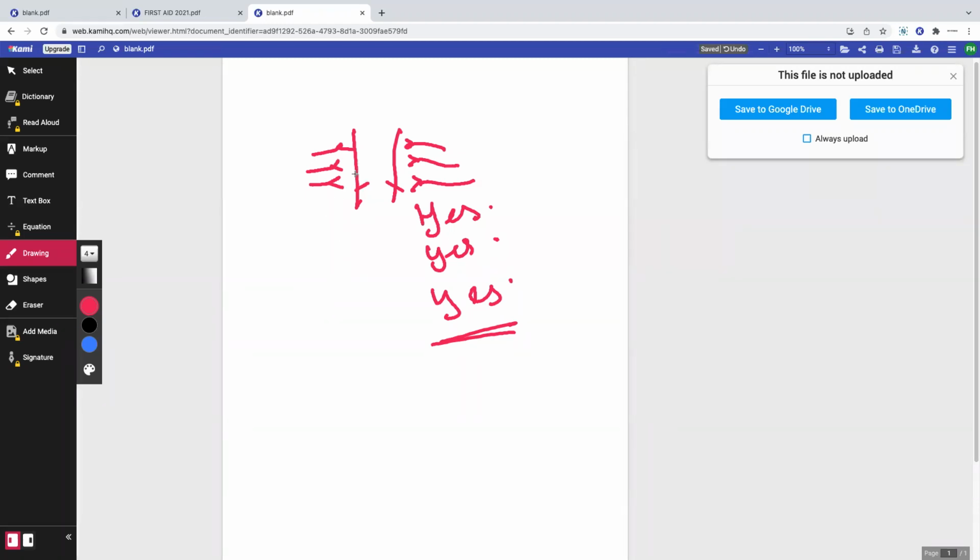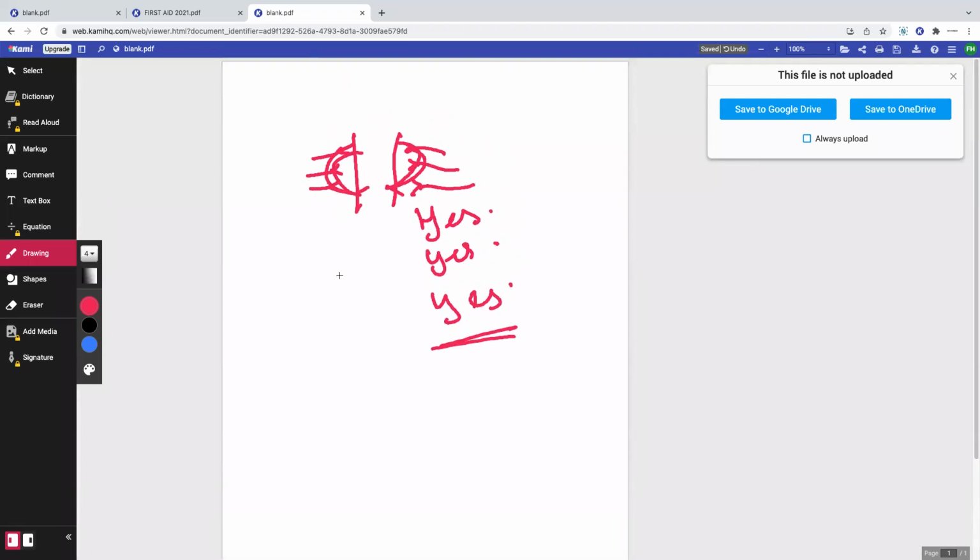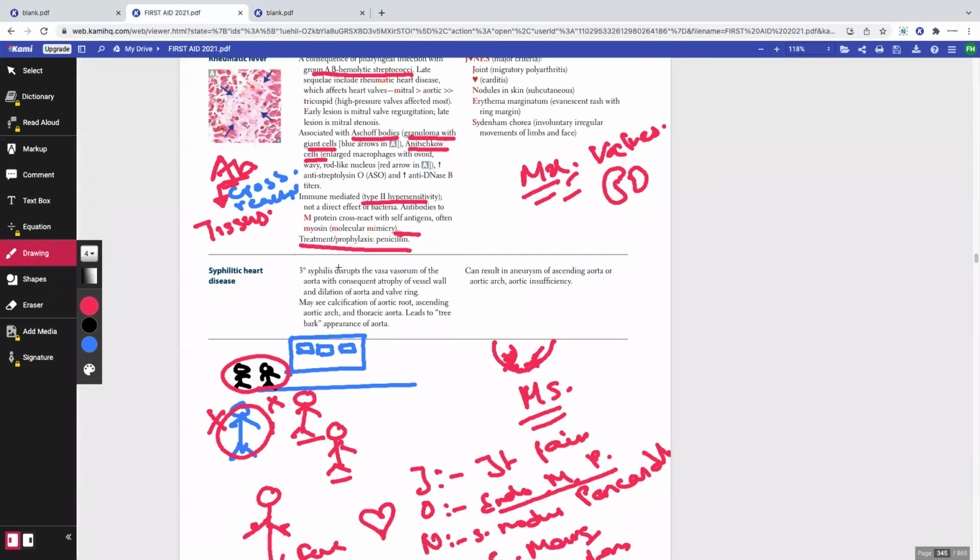Also, due to the weakness of the blood vessel, can there be aneurysms? Yes or no? The answer is yes. Can there be dissections? Yes or no? The answer is yes. Can there be rupture of the aortic valve or the ascending aorta? The answer is yes. Okay, so that's basically what it is. So these are all the findings of syphilitic heart disease. There would be disruption of the vasa vasorum, resulting in continuous inflammation, which will result in long-term calcification, which leads to a tree bark appearance of the aorta.